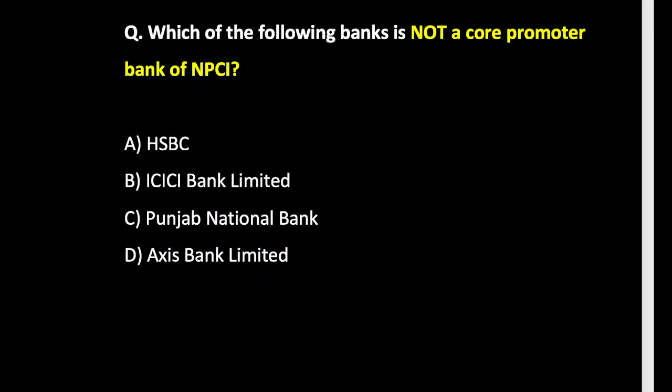Alright, next one. Which of the following is not a core promoter of NPCI? So NPCI was initiated by RBI and IBA with 10 core promoters. Okay, so initially there were 10 core promoters of this particular institution. Now the question is, out of these four, which was not a promoter of NPCI? So what will be your correct answer? Anyone, guys? Let's see how your preparation is.